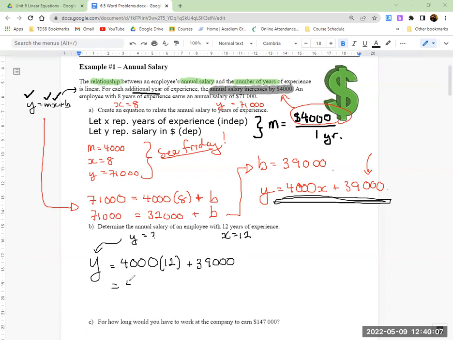4,000 times 12, that's 48,000, added to 39,000. That gives you 87,000.